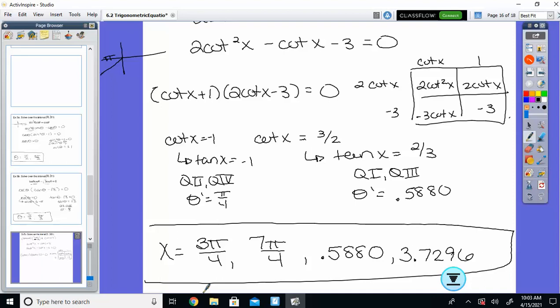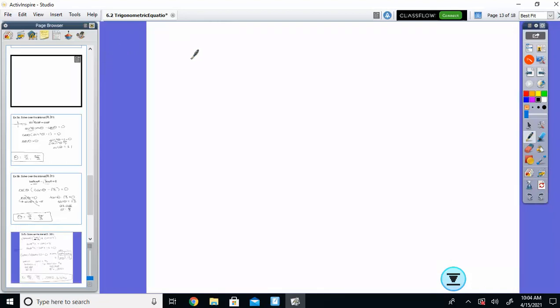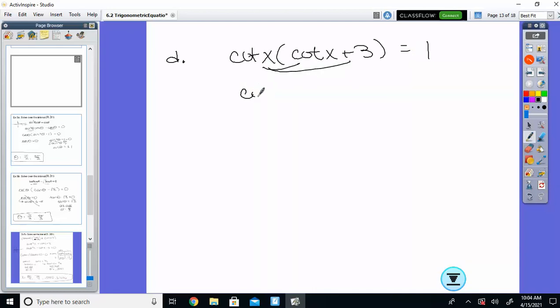Last example. What if I gave you cotangent of x times cotangent of x plus 3 equals 1. What would we do first? We're going to have to distribute and bring over our 1. So that's cotangent squared x plus 3 cotangent of x minus 1 equals 0.